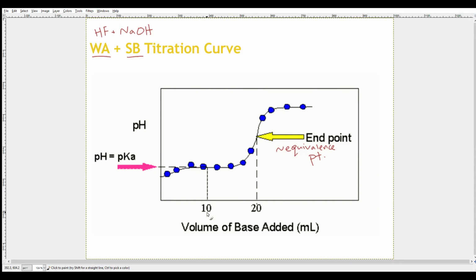Something else that's useful is that at this point, when you are halfway across this flat part of the line, the pH is equal to the pKa of your weak substance. In other words, the negative log of the concentration of your hydrogen ions at this point is equal to the negative log of the Ka of your weak substance. That is also useful.